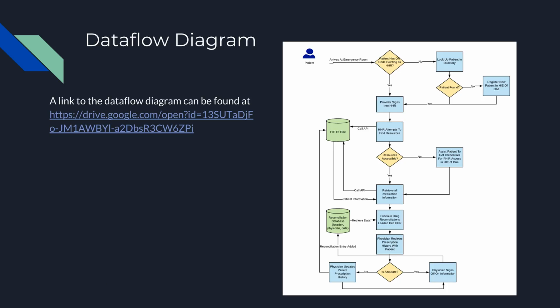So last is the data flow diagram. This is just going to walk through a normal workflow of the application and where data is going to be coming from at any given time. So we talked about before, the patient has a QR code pointing to the HHR. They're at the beginning. This is when they arrive at the emergency room. And then we're just going to work down through it.